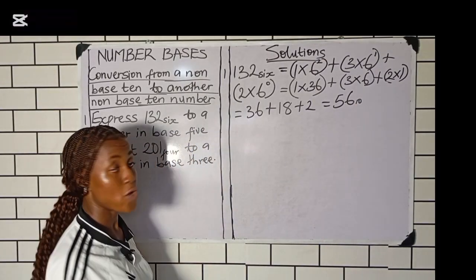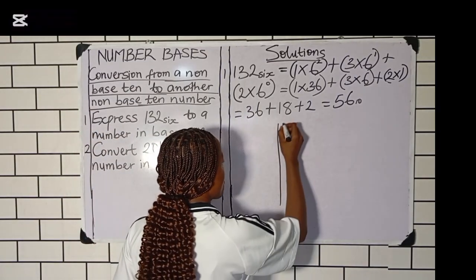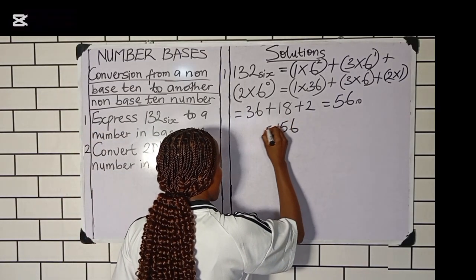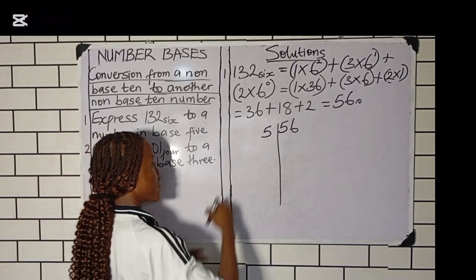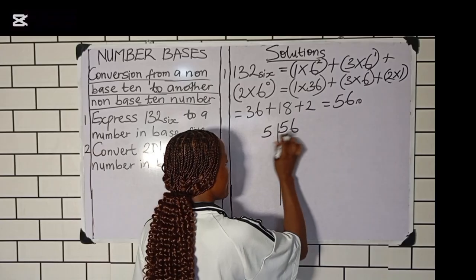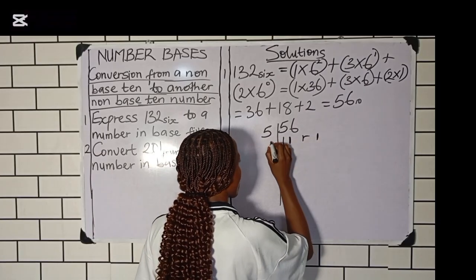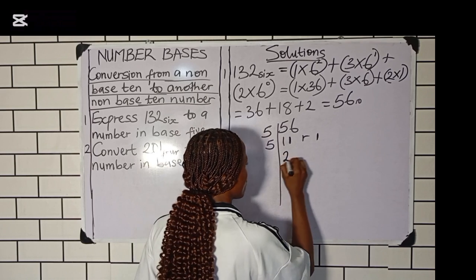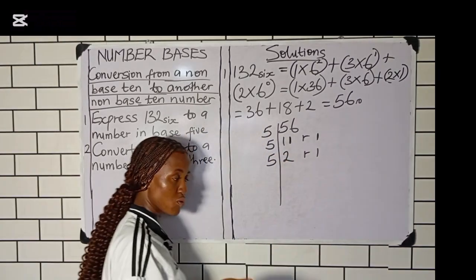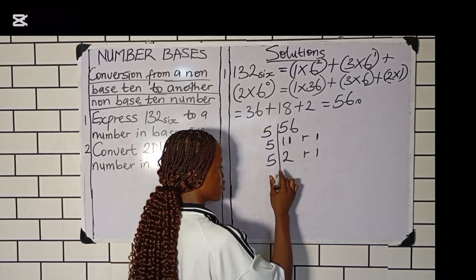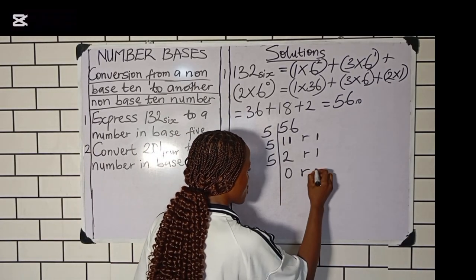Now, converting it further to base 5, you draw your vertical line. Have your 56, have 5 here, because we are converting to base 5. 5 divided into 6 will give us 1, remainder 1. 5 divided into 11 will give us 2, remainder 1. 5 divided into 2 will give us 0, because 5 is bigger than 2. Remember this 2 here.